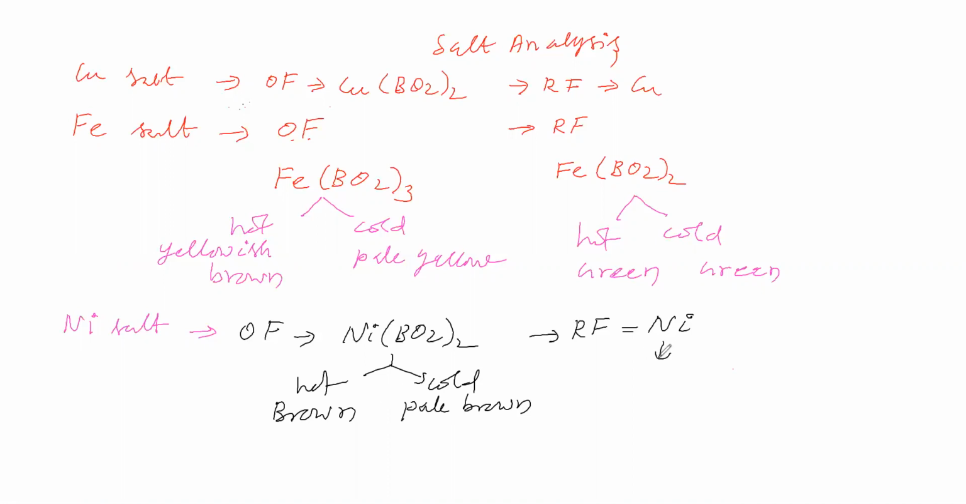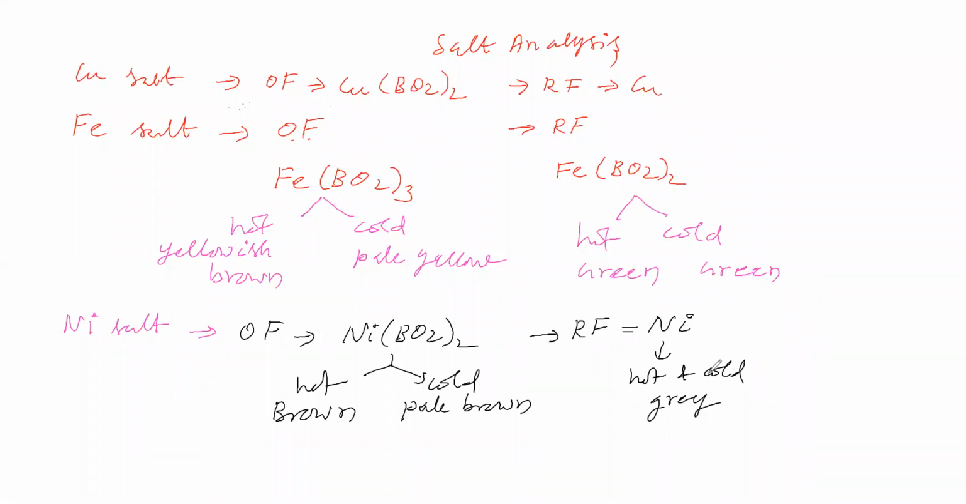In the reducing flame, metallic nickel is possible. It shows gray color in hot and cold. So nickel salt gives nickel metaborate in oxidizing flame. This nickel metaborate shows brown color in hot condition and pale brown color in cold condition. Now this nickel salt exists as nickel in reducing flame, giving gray color in hot and cold condition.